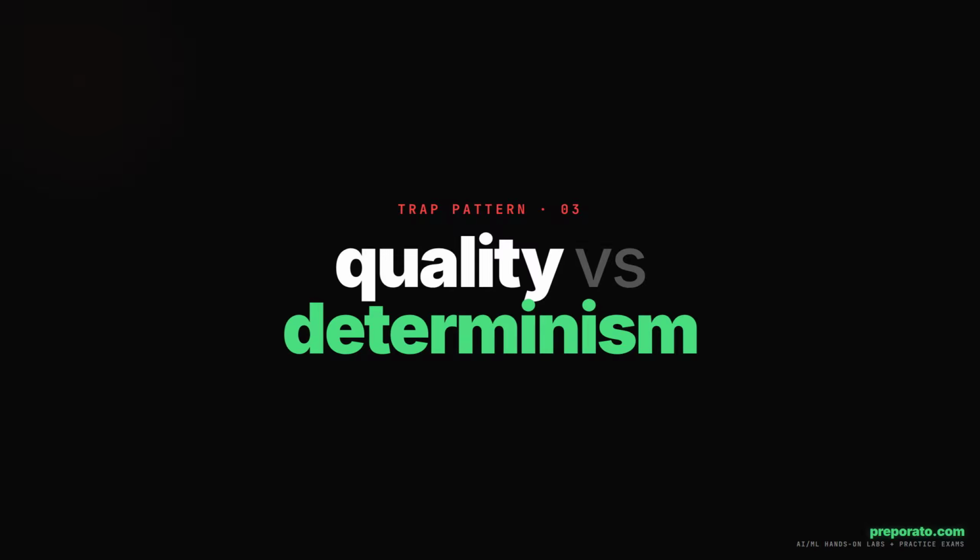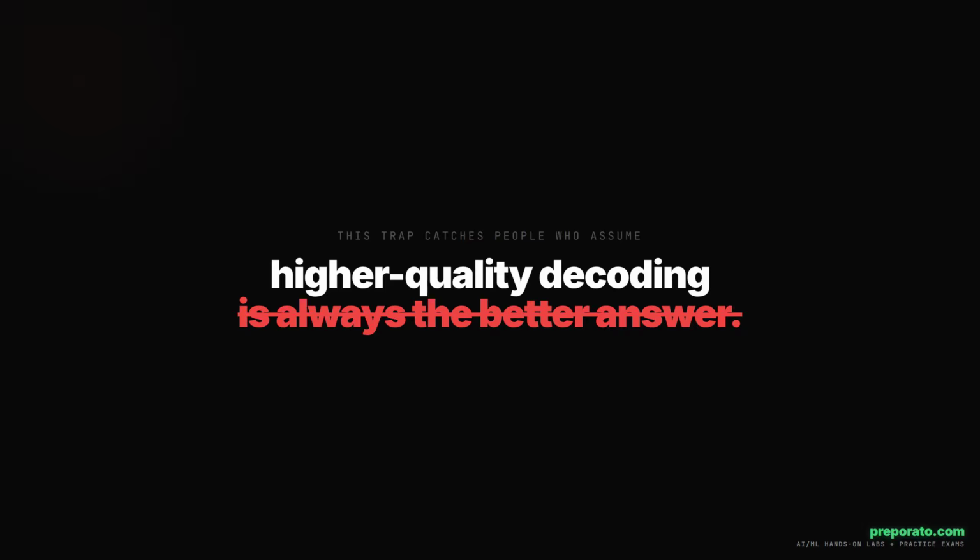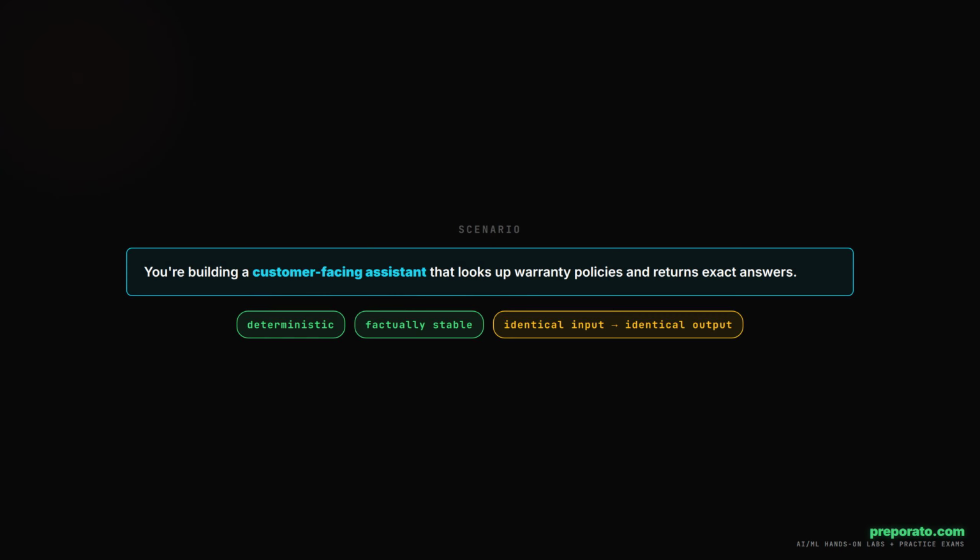Trap pattern 3, the quality versus determinism trap. This one shows up in generation strategy questions, and it catches people who assume that higher quality decoding is always the better answer. Here's the scenario. You're building a customer-facing assistant that looks up warranty policies and returns exact answers. The product team wants outputs to be deterministic and factually stable across repeated queries. Which decoding strategy fits best?